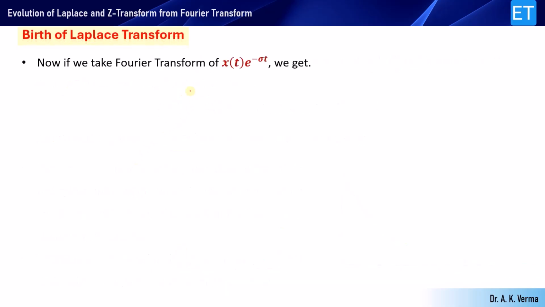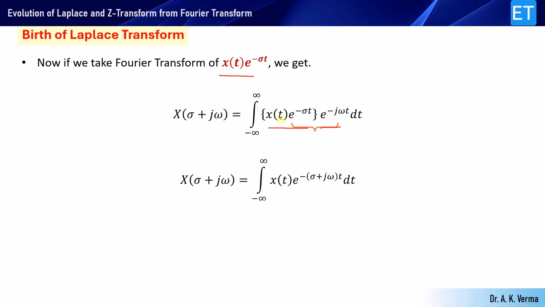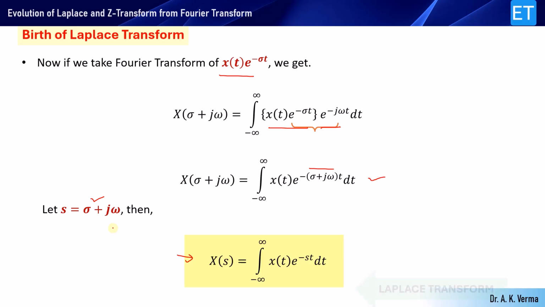So now I will take the Fourier transform of x(t) into e power minus sigma t. I have used that formula, the integration. Instead of x(t), I am keeping this product, and then there is a complex exponential. Combining these two exponentials, I get this expression. Then, assuming s equal to sigma plus j omega, I can replace sigma plus j omega with s. So I get this expression, and you know what it says? This is the expression of the Laplace transform.